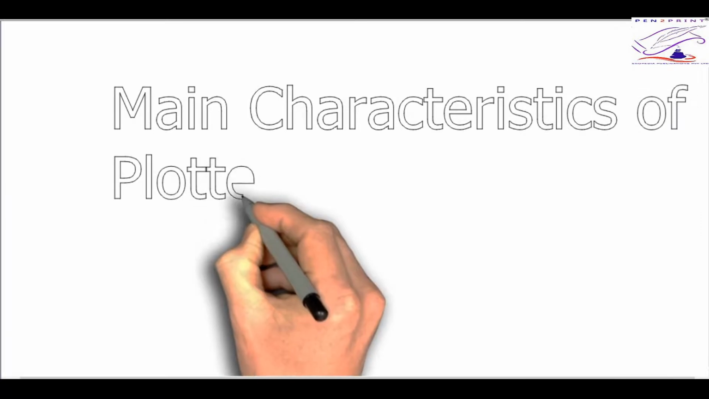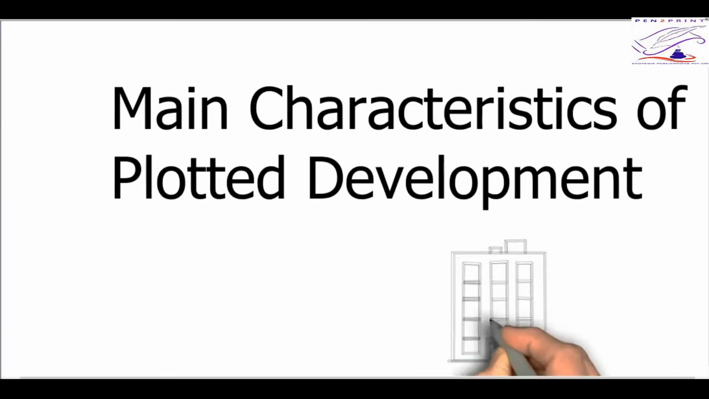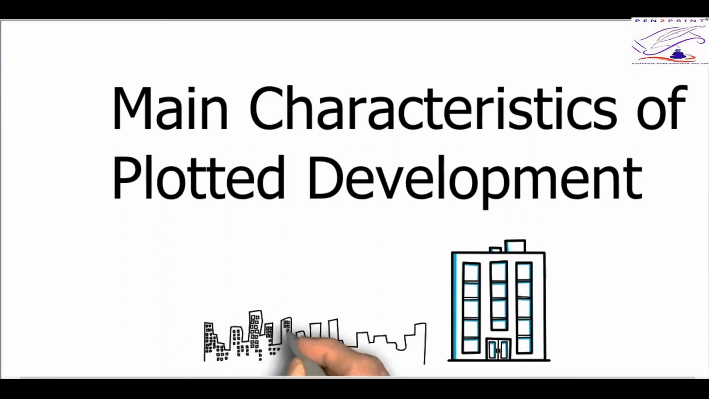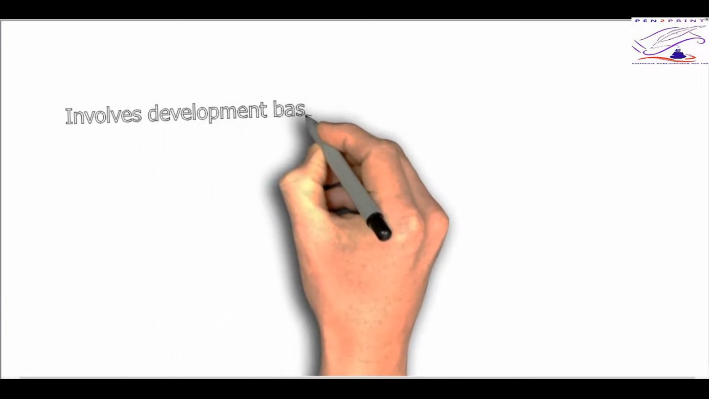Hello friends, today we are going to discuss the main characteristics of plotted development. Plotted development is the common form of development in any urban areas that you might see. It is the most common form of development in suburban areas and so on.